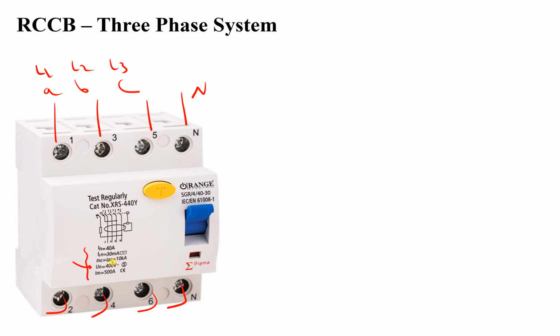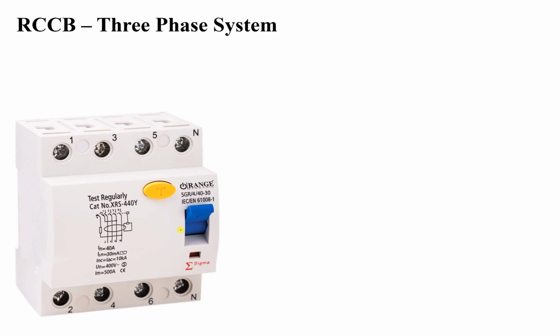What does this even mean? It means 400 volt line to line voltage. So it operates at a nominal line to line voltage of 400 volt. This is the only difference between these two.